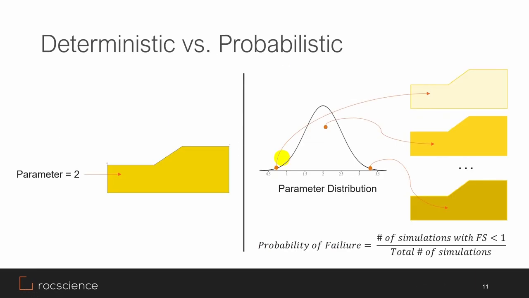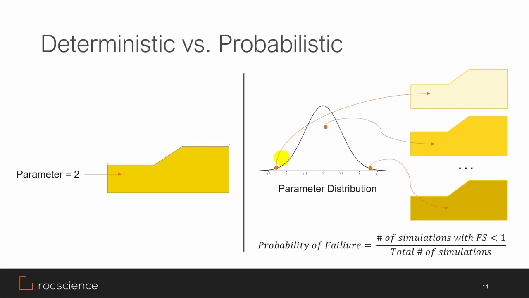This figure shows how deterministic and probabilistic analysis are carried out. In deterministic analysis, only one value of soil property is assigned to the entire slope, and then factor of safety is calculated. In the probabilistic analysis, we have several simulations. In each simulation, one value is taken from the distribution curve of the soil parameters and is assigned to the entire slope. For each simulation, we calculate factor of safety using limit equilibrium method or any other methods.